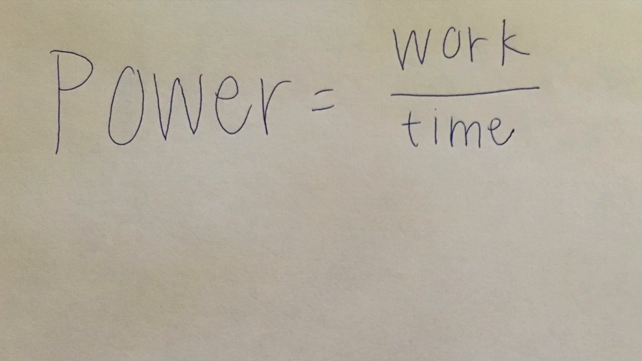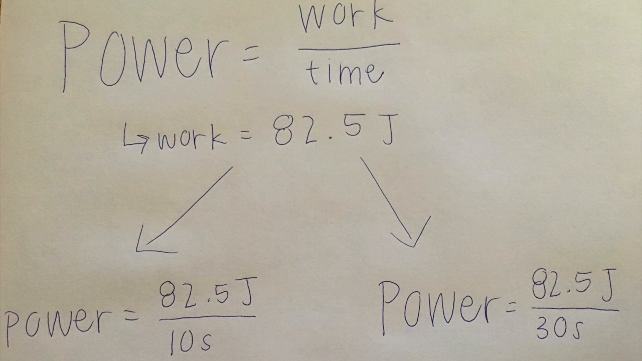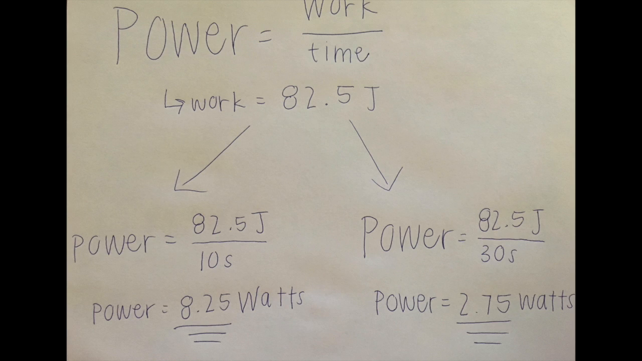If both students do 82.5 joules of work, but one student runs to class in 10 seconds and the other walks to class in 30 seconds, the student running generates 8.25 watts, and the student walking generates 2.75 watts.